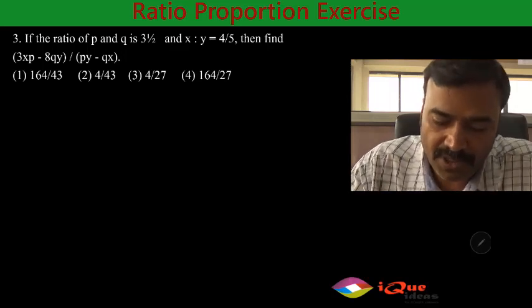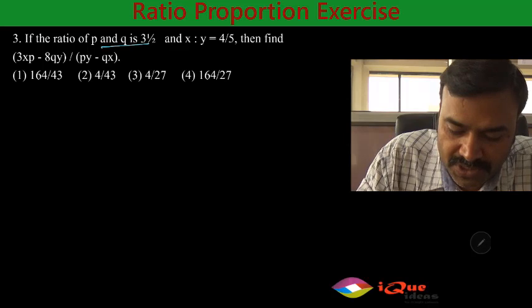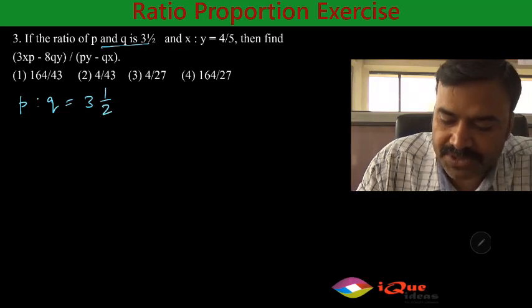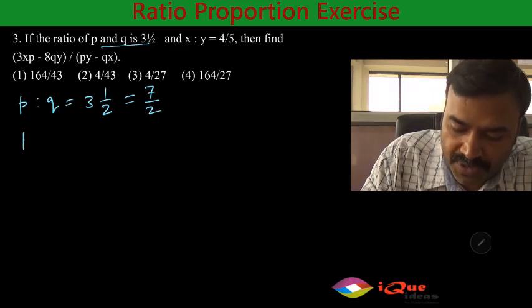Now this third question says the ratio of P and Q is 3 1 by 2. So let me write this. P is to Q is 3 1 by 2. Right? Now 3 1 by 2 is 3 twos are 6 plus 1, 7 by 2. So what we get from here is P by Q is equal to 7 by 2.